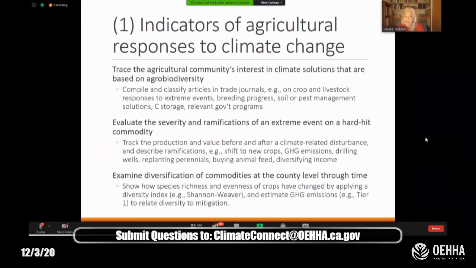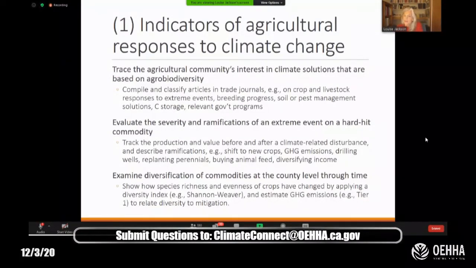or other types of interventions by compiling and classifying articles in trade journals, say Ag Alert, that's published weekly by the Farm Bureau, and look at the types of issues that farmers are interested in and what they need and want to learn about.